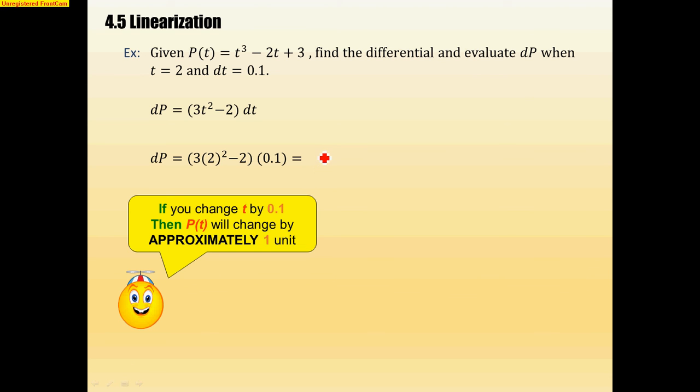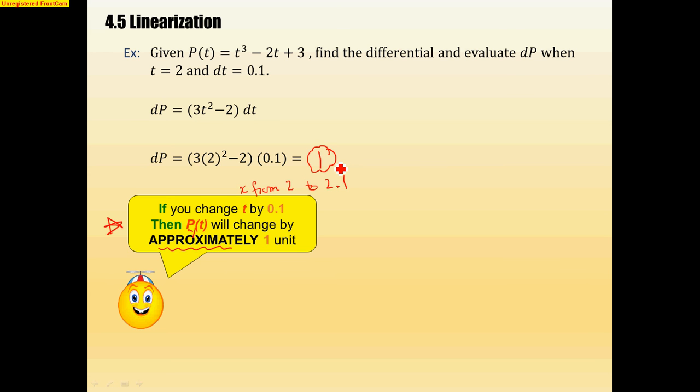This is important. What this is actually saying is, if you change x from 2 to 2.1, then your y value will change by approximately 1 unit. That's what this means. If you change x from 2 to 2.1, the y change will be approximately 1.